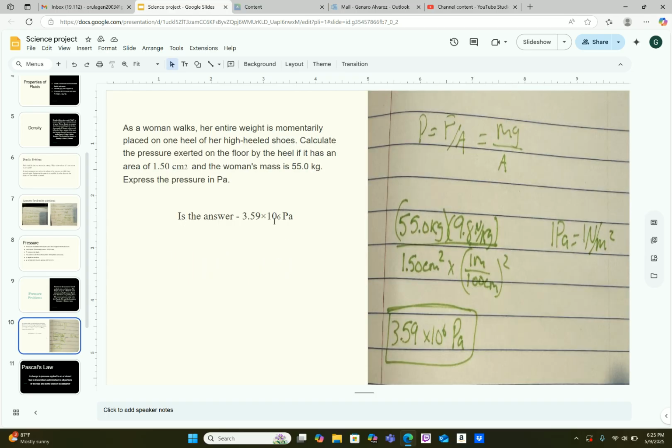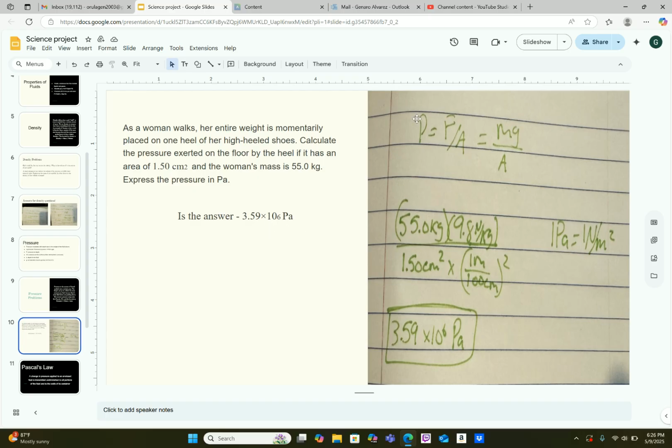And ignore the answer right here, sorry, but right here I have: as a woman walks, her entire weight is momentarily placed on one heel of her high-heeled shoes. Calculate the pressure exerted on the floor by the heel if it has an area of 1.50 cm squared. The woman's mass is 55 kg, and you express the pressure in Pa. So right here, of course, you see the answer. Sorry, but it's going to be 3.59 times 10 to the 6 Pa.